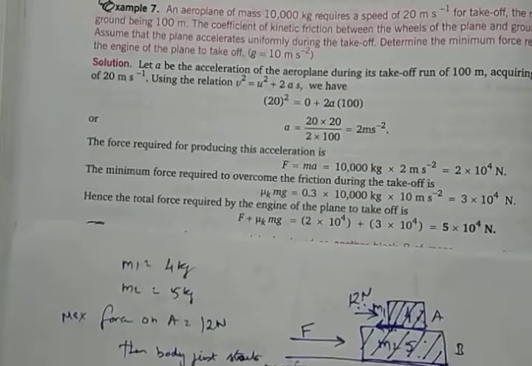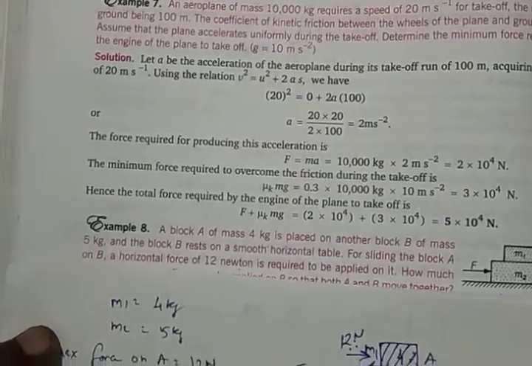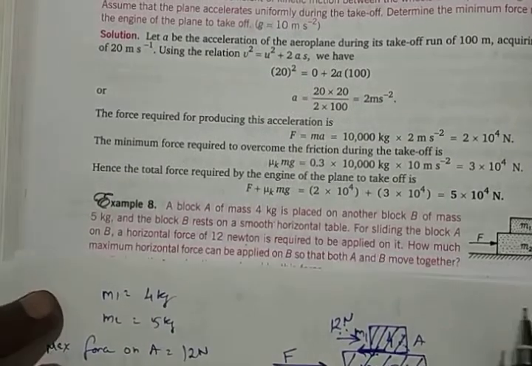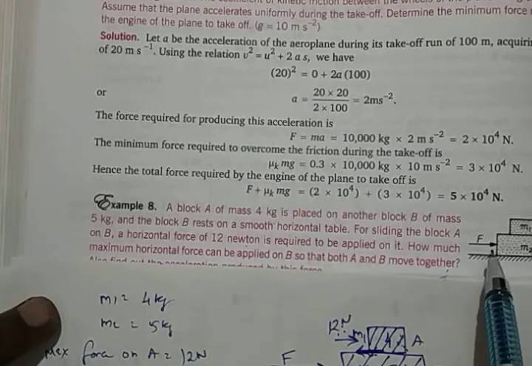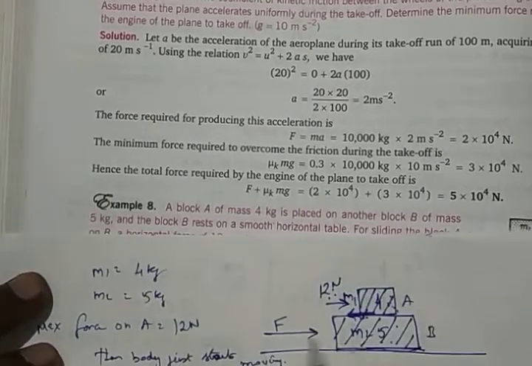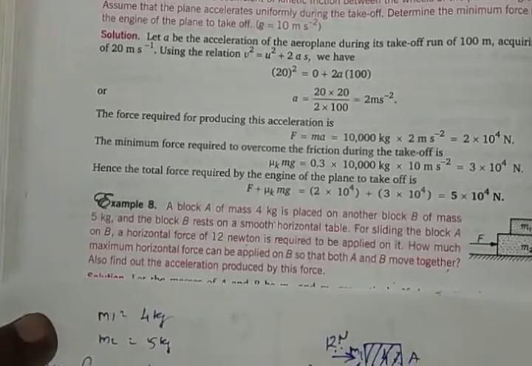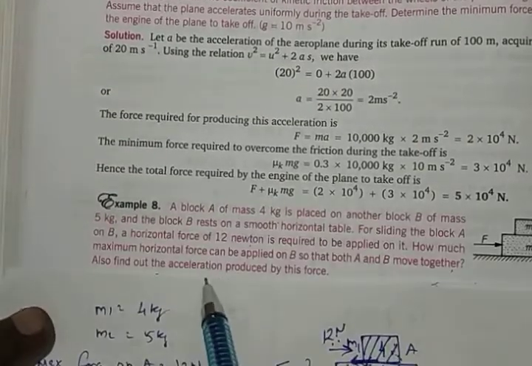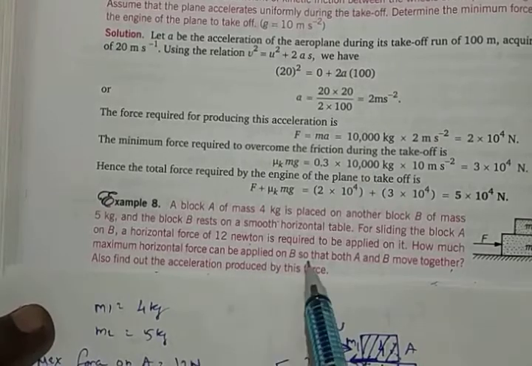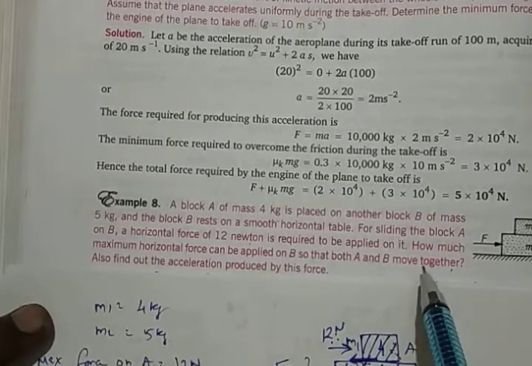Now look at the next part of the question here. How much maximum horizontal force can be applied on B, on this B down here? This force is equal to question mark, so that both A and B move together.